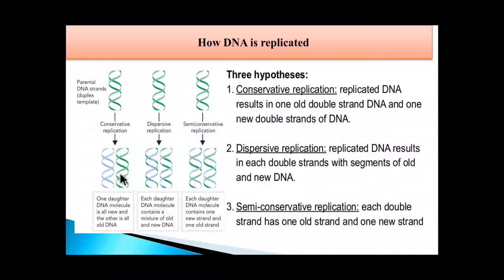Next is dispersive, where the replicated DNA results in double strands with segments of old and new DNA. That means it contains a mixture of old and new DNA. And then semi-conservative replication, that is, each double strand has one old strand and one new strand. Means each daughter DNA molecule contains one new strand and one old strand.